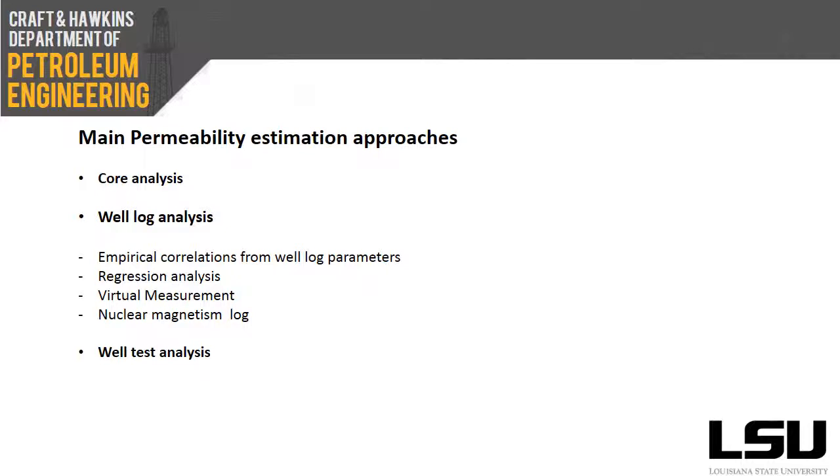Core, well log, and well test analysis are the main permeability estimation approaches used in the petroleum field. Core analysis measures data using a few cubic inches of rock. Well logs investigate a sample size in the order of a few cubic feet of rock. Well test analysis provides permeability information from a sample size of thousands of cubic feet of rock.